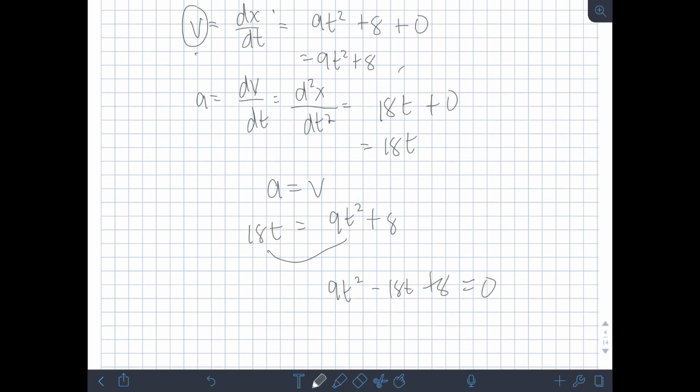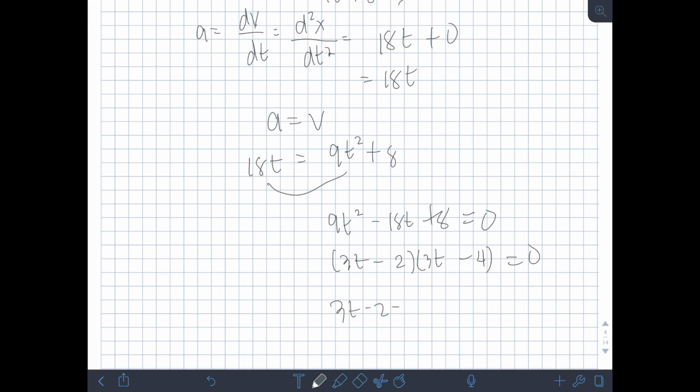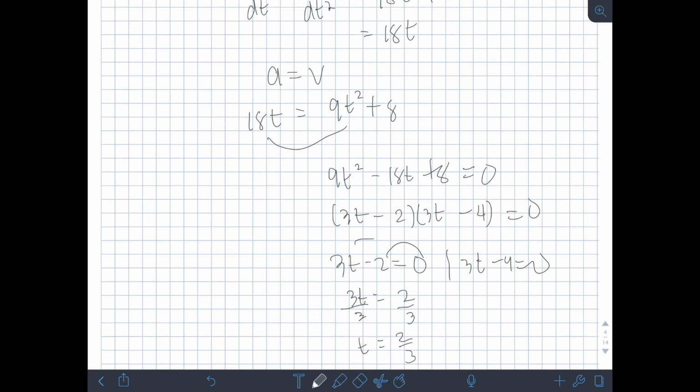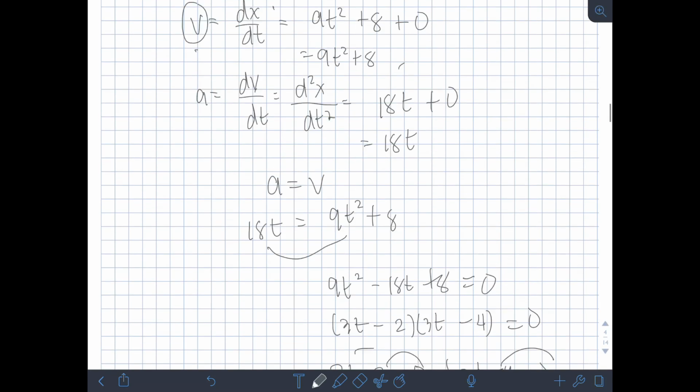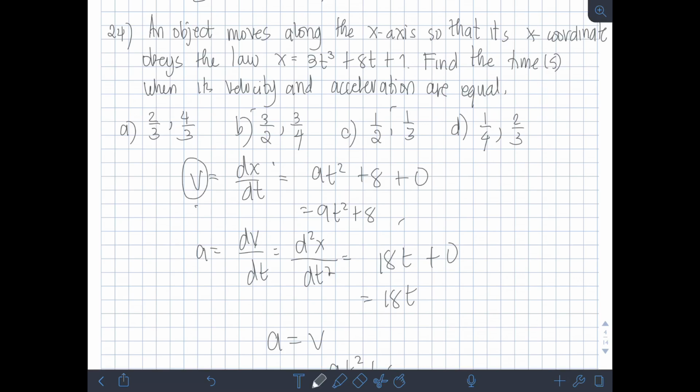Okay, so, factoring this out, we have 3t, and then 4, 2. So, minus equal 0. So, equating each factor to 0. So, we have 3t minus 2 is equal to 0. So, 3t is equal to, transpose 2, divide both sides by 3. We have t is equal to 2/3. Then dito sa 3t minus 4 equals 0, transpose 4, so magiging 3t is equal to 4. Divide both sides by 3, we have t is equal to 4 over 3. So therefore, we have two solutions. T is equal to 2/3 and t is equal to 4/3. So the answer is letter A.